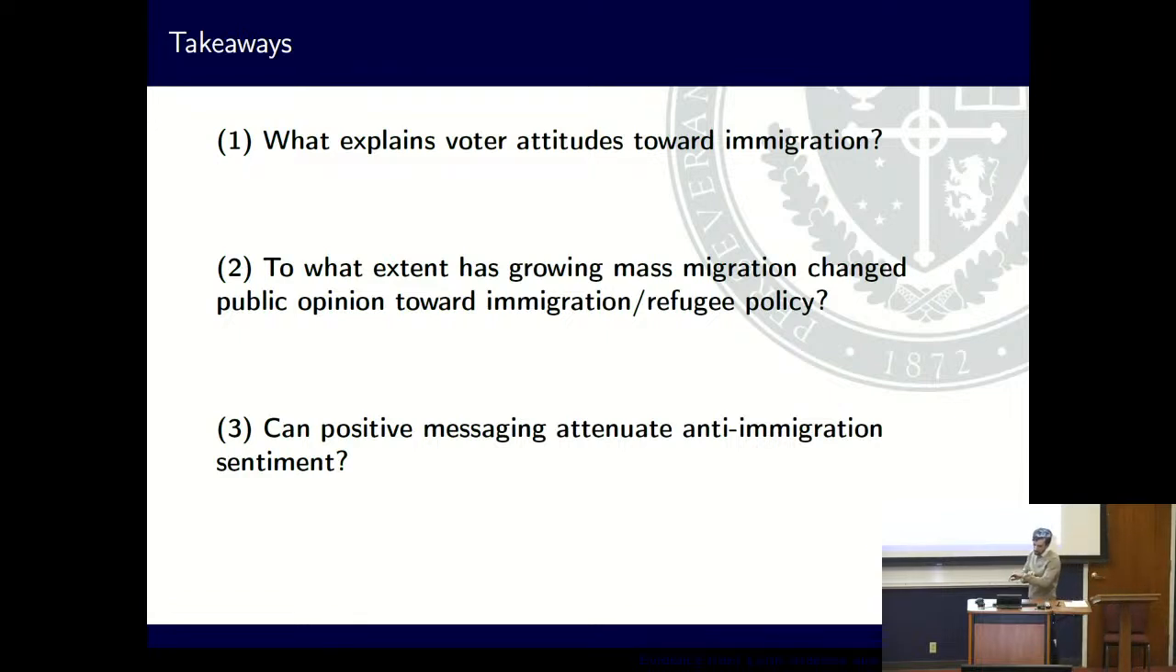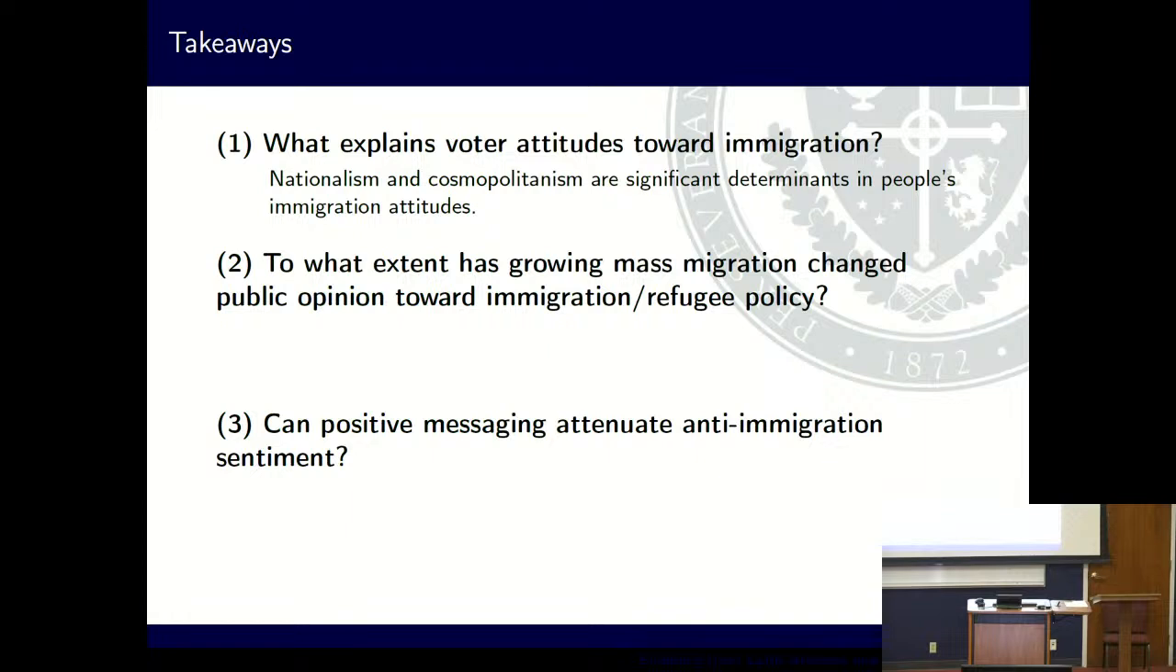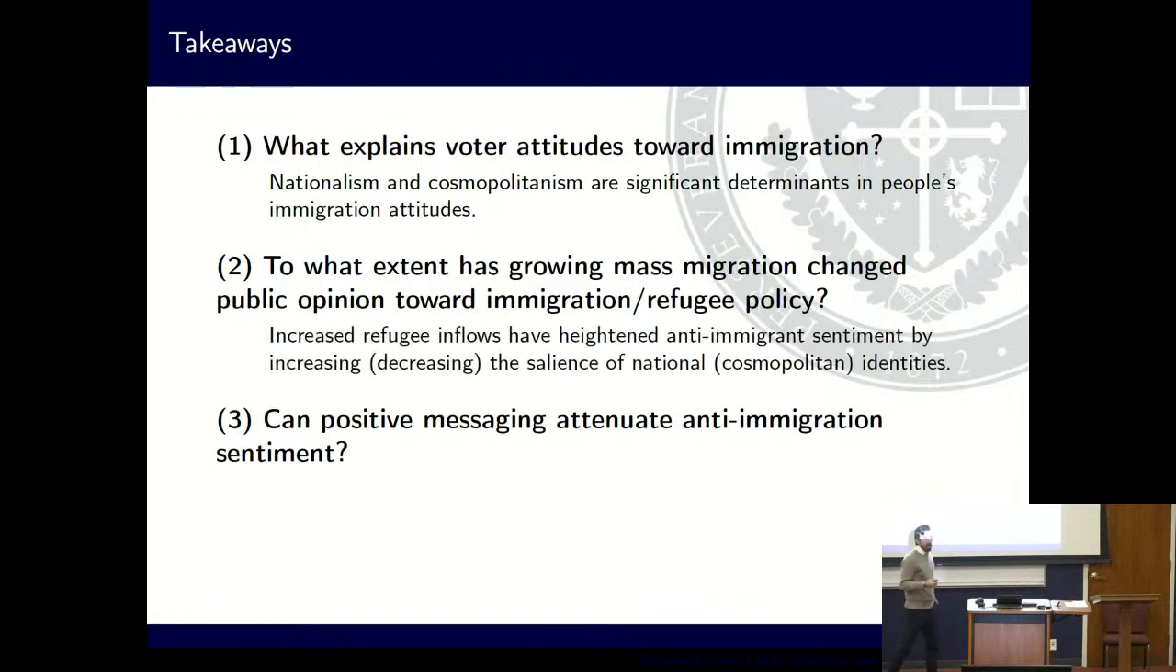So, kind of just some takeaways to wrap things up. So what explains voter attitudes toward immigration? A lot of things. But what we were after, I think a lot of where the action is, these different social identities, nationalism, cosmopolitanism. Two, to what extent has growing mass migration changed public opinion towards immigration and toward refugee policy? I think unfortunately, the traditional supporters of an open immigration policy are kind of fair weather, because anti-immigrant sentiment not only goes up, but those cosmopolitan identities tend to matter less, precisely when you'd want them to be strong.